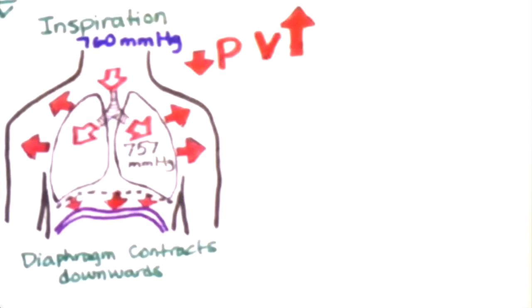So remember, pressure always goes from high to low. Since the pressure in the intrapleural space drops, it causes the air molecules from the outside, from the environment, to move into the lungs, and hence inspiration occurs.